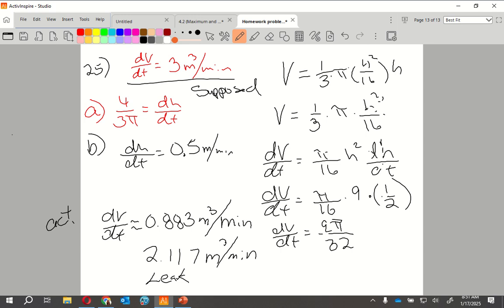Because these two things are not the same. Mathematically, it says we're supposed to have 3 meters cubed per minute, right? But the actual amount right here is 0.883 meters cubed per minute. And the difference, the delta of those two, that's how much I'm losing. That's the leaking part. Isn't that what we got on the last part for B? Yeah, 2.116.